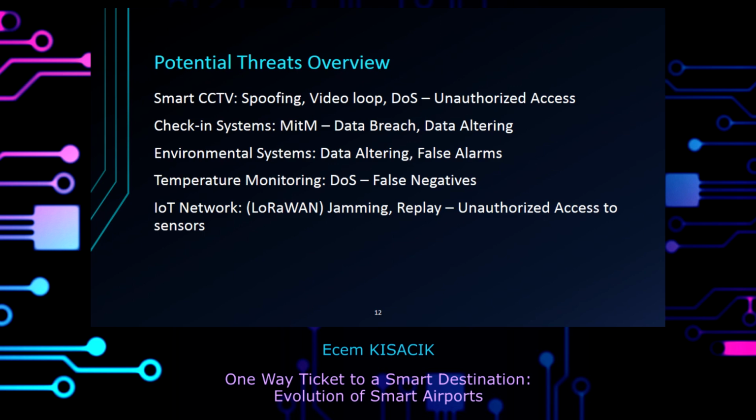For IoT network, smart airports usually use LoRaWAN because of the power concerns. Jamming and replay attacks are threats for LoRaWAN. These attacks aim to gain access to sensors. An average airport has 3,000 LoRa-based sensors out of 10,000 total sensors. Usually these sensors are used for monitoring the location of luggage or vehicles.